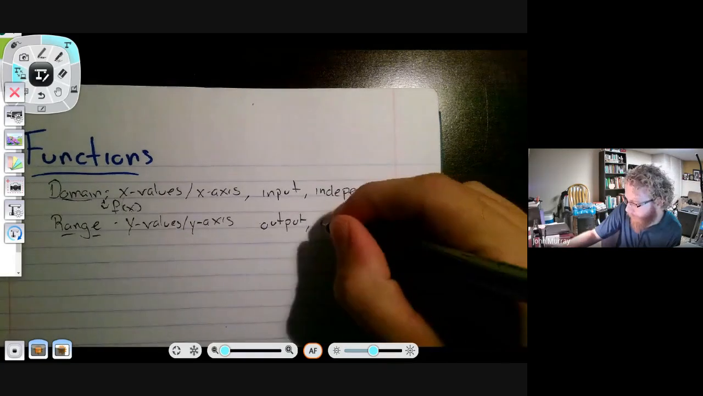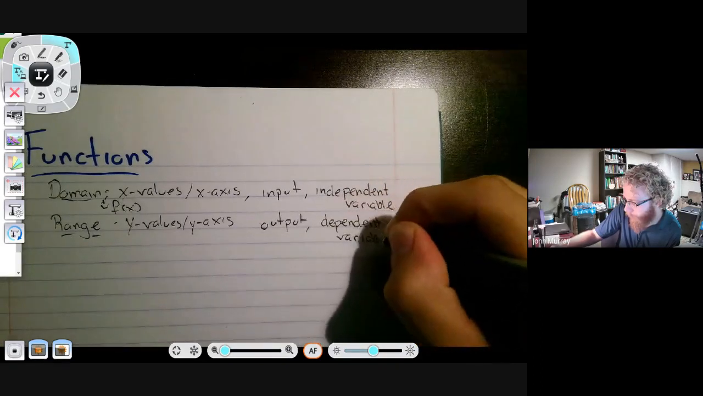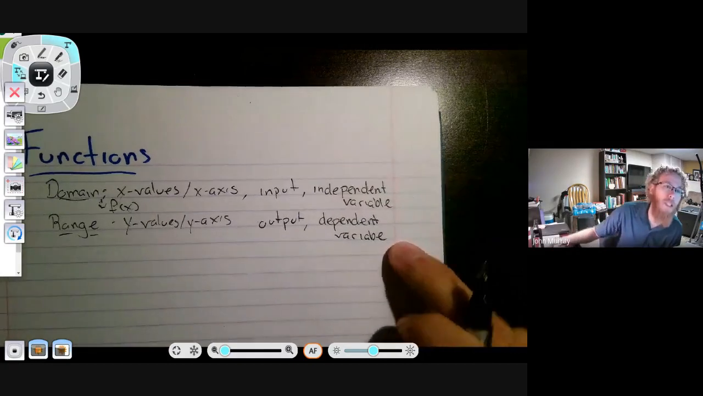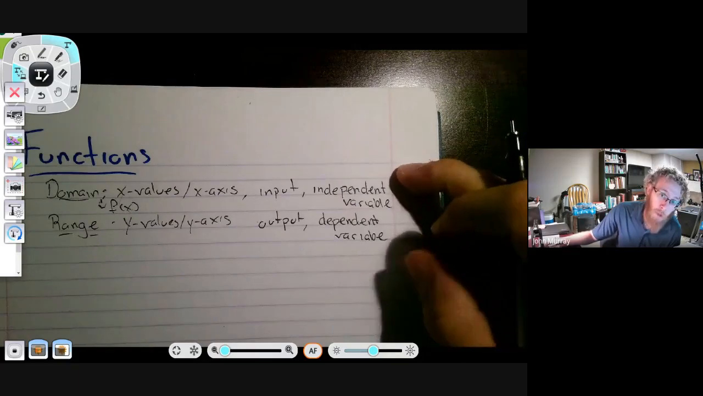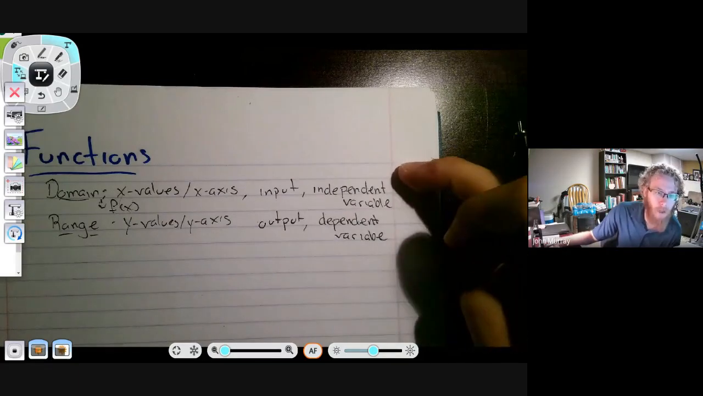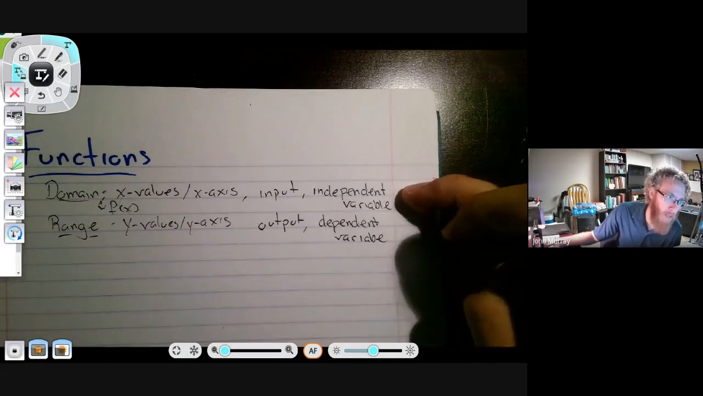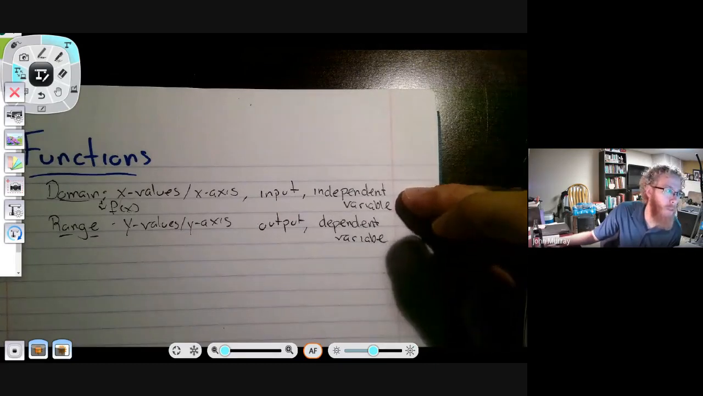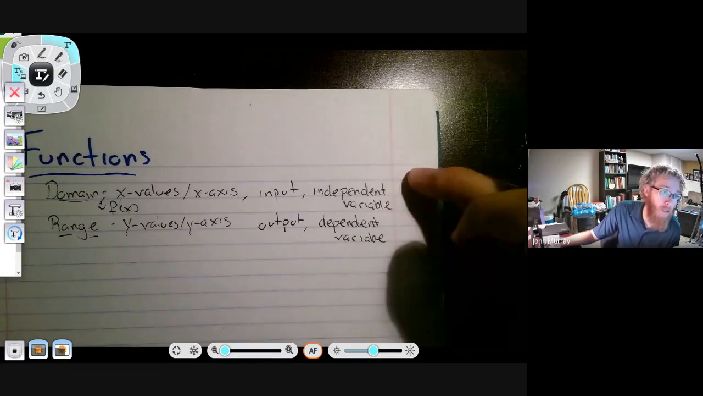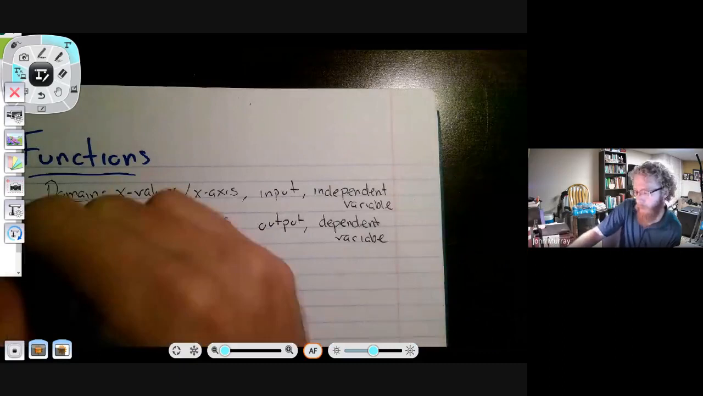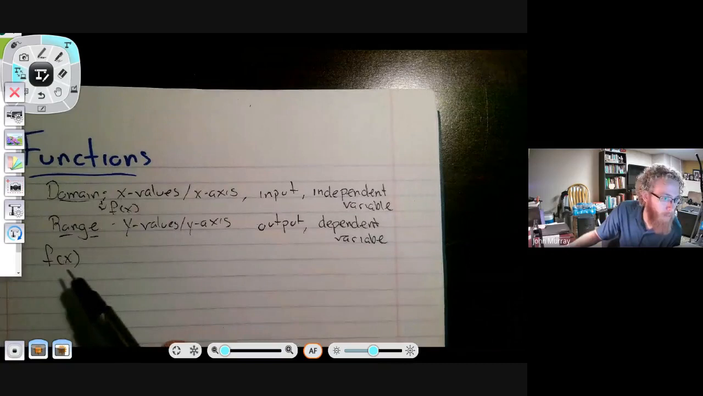The range we call the dependent variable, okay? It depends on what our x is. So like we saw yesterday and on Monday with linear equations, we can pick whatever we want to plug in for x. There's no restrictions on what we can plug in. Our range depends on what we plug in originally, okay?